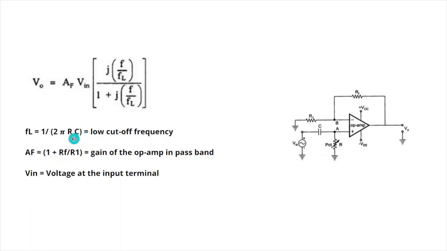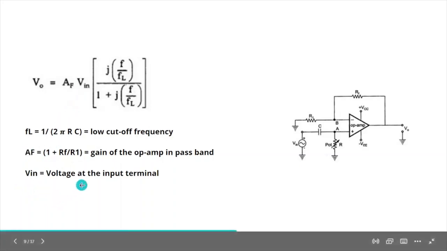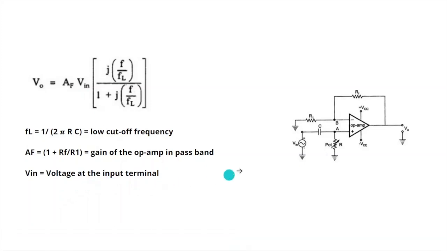We usually keep this C value constant, and the R value can be changed because we have n number of resistors. Accordingly, we can select the frequency which is required for us. AF is nothing but the gain of the op-amp in the pass band, and its value is given by 1 plus RF divided by R1, where Vin is the input voltage at the input terminal.